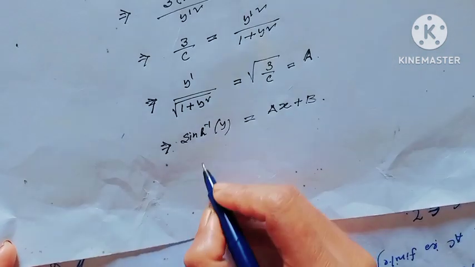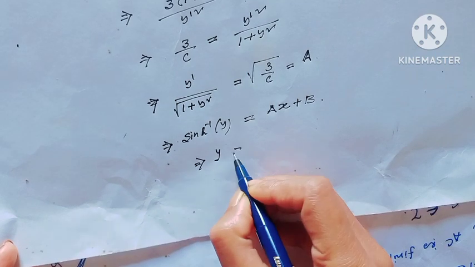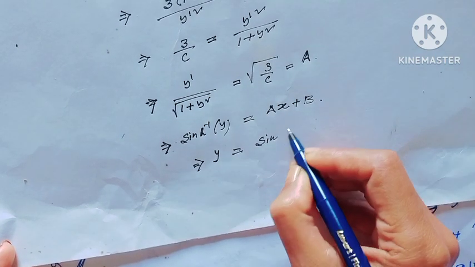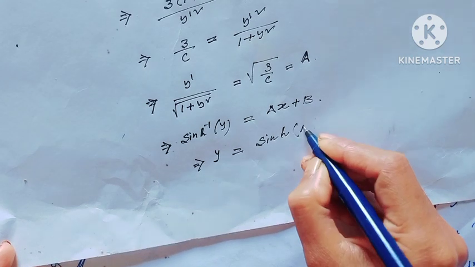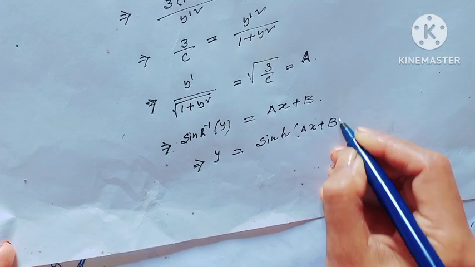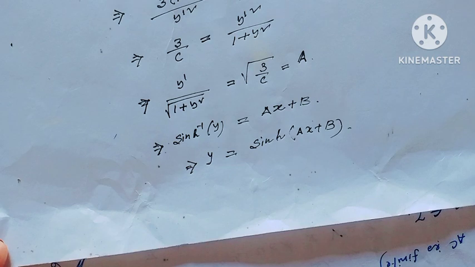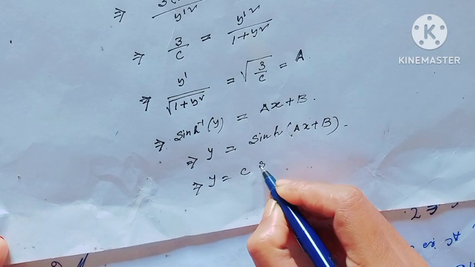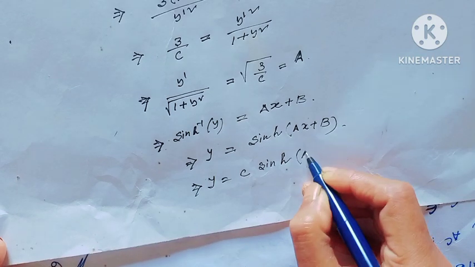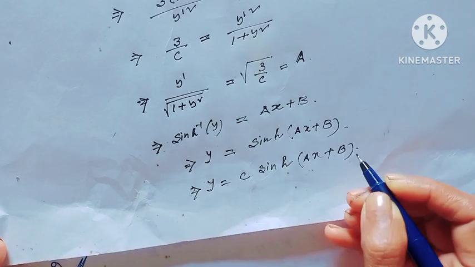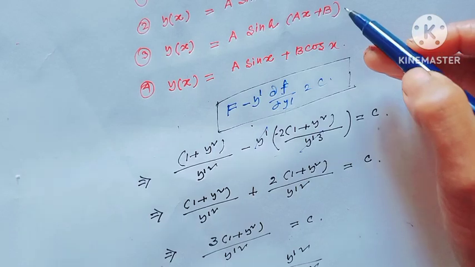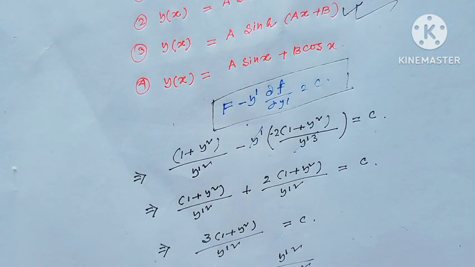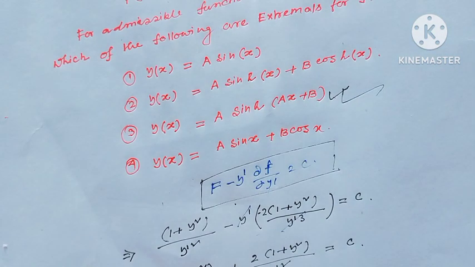So y equal to sine hyperbolic ax plus b. Therefore obviously the equation would be such type, y equal to c times sine hyperbolic ax plus b. So option 3 is obviously the right option, and this is just after calculating this value, obviously true.